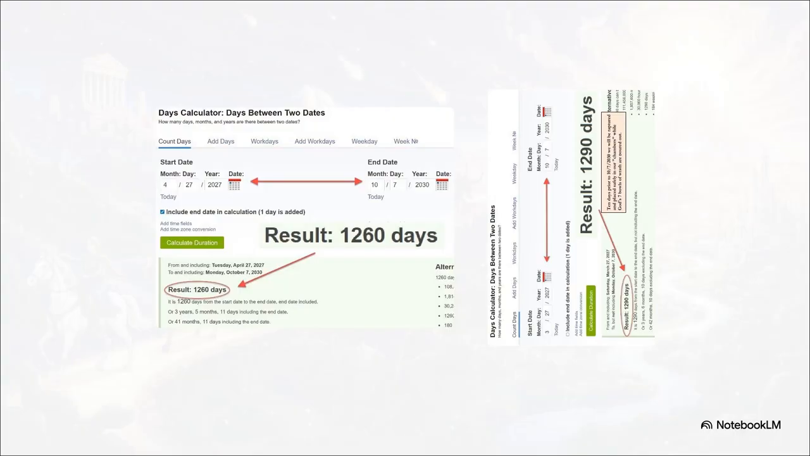The author even points to standard online day calculators to plot out exactly 1,260 days from April 27, 2027, which lands squarely in late September 2030. And if you add the extra 30 days for that apostasy period, it gives us the 1,290 days mentioned in the book of Daniel, stretching the timeline perfectly to October 7, 2030. Every single day is mathematically accounted for in this strictly enforced framework.